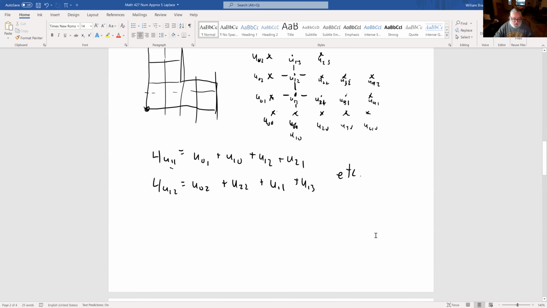But what we're getting here is five linear equations in 5 unknowns. Right, my unknowns are U11, U12, U13, U21, and U31. So 5 equations and 5 unknowns. And then there's a bunch of numbers that come from the boundary conditions.